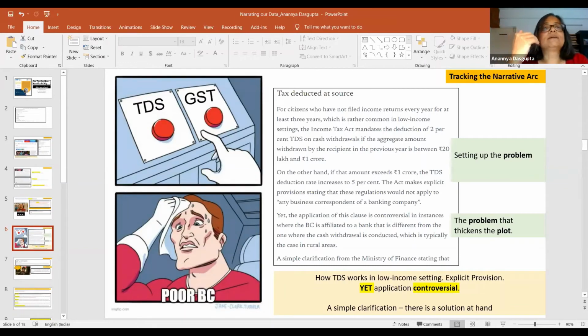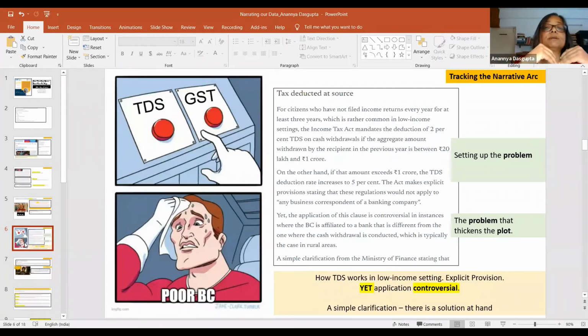So what does that paragraph do? That paragraph does exactly that, tells you what TDS is and how TDS works, not for everybody, but for the lower income setting. How does it work? It gives you the bare details that you need to make sense of this narrative, that it works in this kind of a scenario or setting like this.